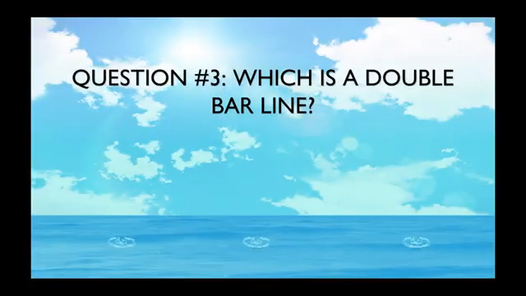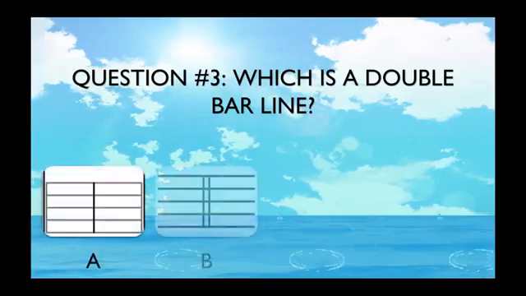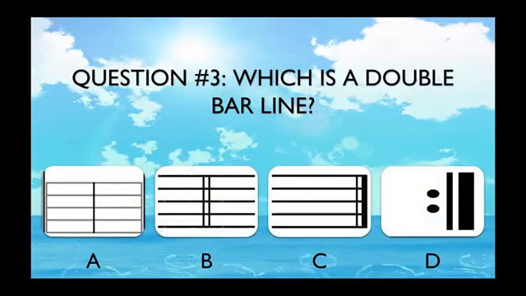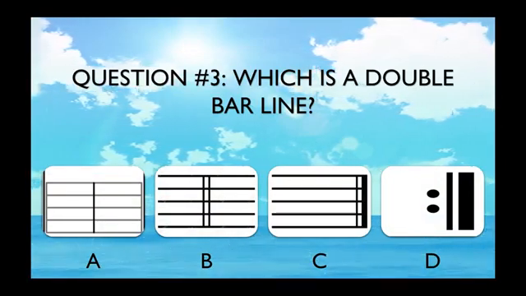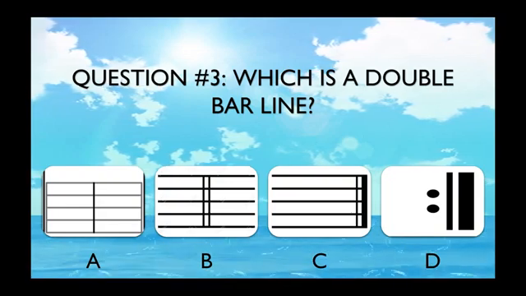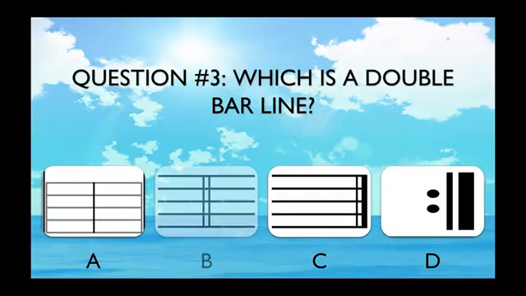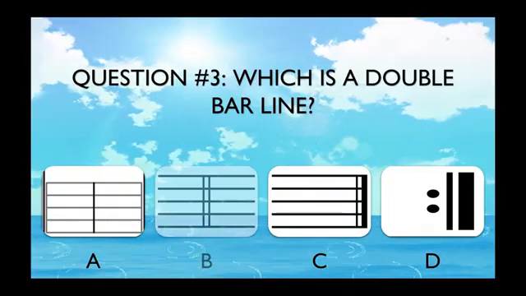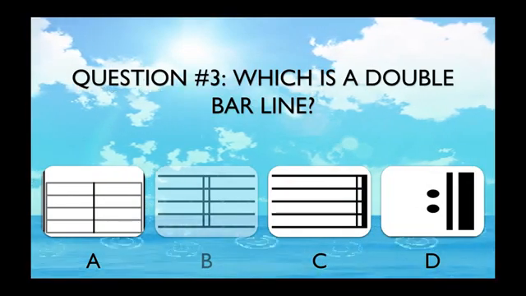Question 3. Which is a double bar line? A, B, C, or D? The answer is B. A double bar line is just 2 normal, exactly the same looking bar lines. That's why we call it a double bar line, because there's 2 of them, and they're both the same.